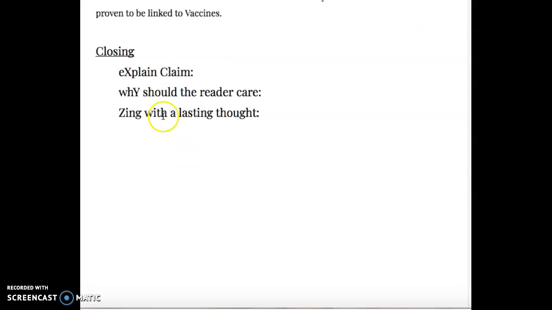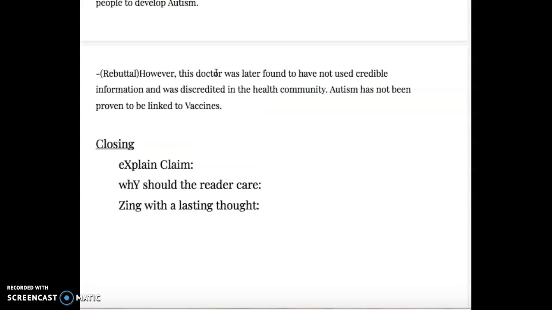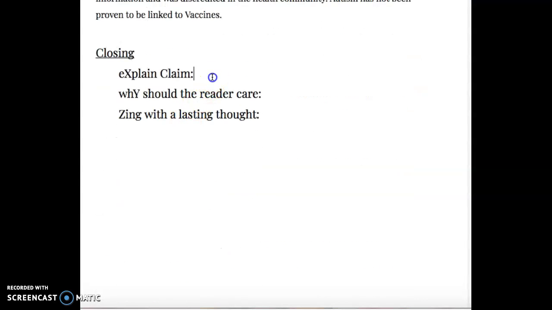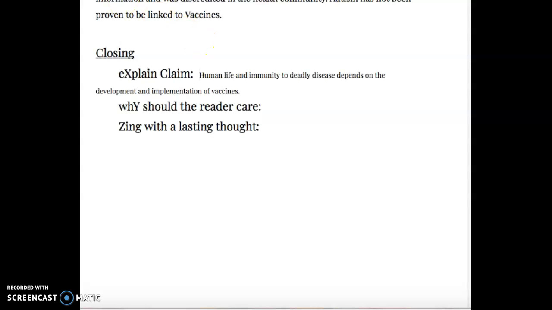Lastly, we have our closing. In the closing, we have the X, the Y, and the Z. So in our closing, we basically restate our claim from the beginning, but we say it just a little bit differently so it doesn't sound like we're a broken record just repeating ourselves over and over again. So for example, I said human life and immunity to deadly disease depends on the development and implementation of vaccines. So I'm saying the same thing just a little bit differently.